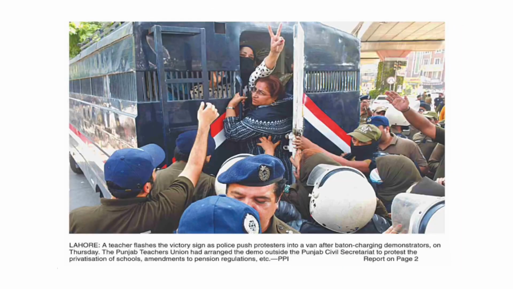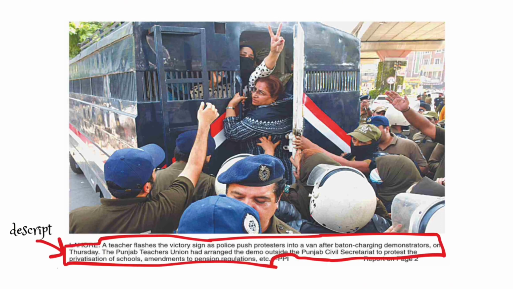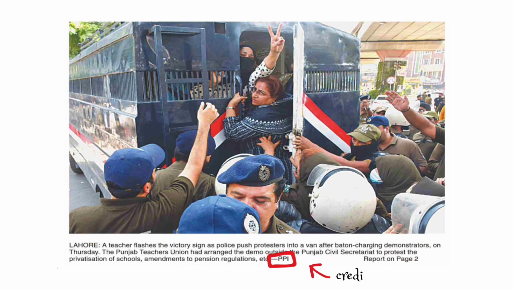We also have photographs. They are an important visual element of newspapers. Each photograph is usually accompanied by a dateline, description, and credit. This is called the cut line. It is important to give credit in pictures to identify the source and uphold integrity.